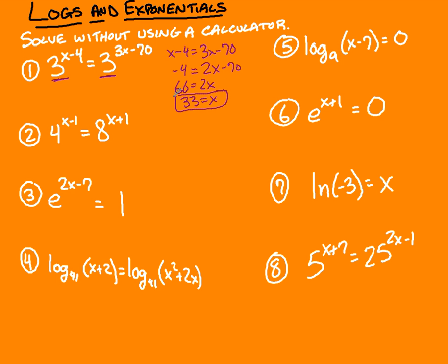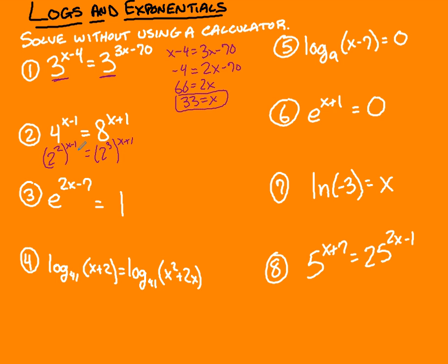Okay, for number 2. In this case, though, we have 4 to the something and 8 to the something. The bases are not the same. Well, here's how I solve this. Is there some number out there that I can raise to a power and get 4, raise to another power and get 8? Well, yes, there is. That number is 2. 2 squared is what gives me 4. 2 cubed is what gives me 8. And I just write everything else as is.